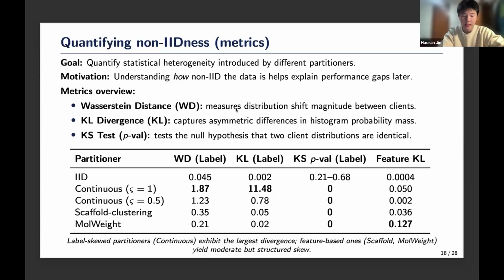So next up, as I said, I want to objectively measure how heterogeneous each partitioner is. So I compute several statistical metrics. For example, the Wasserstein distance measures the overall shift in the distribution between clients. I've used KL divergence as well, as well as the KS test, which gives us a p-value to indicate whether two distributions differ significantly.